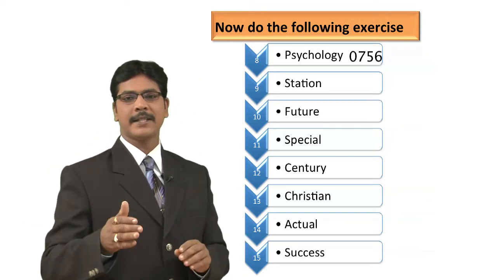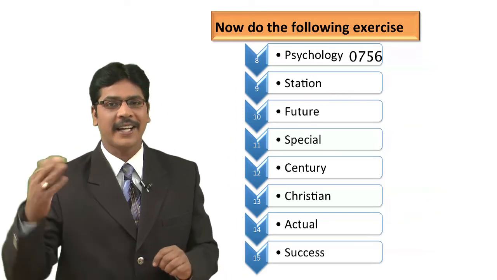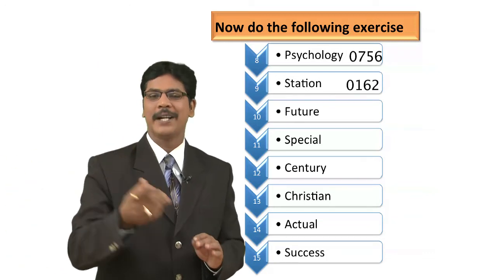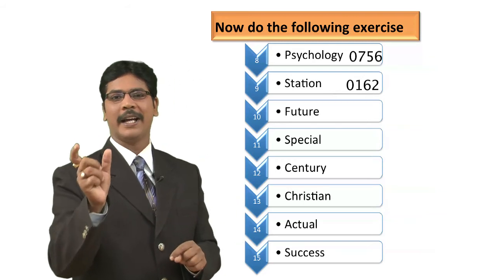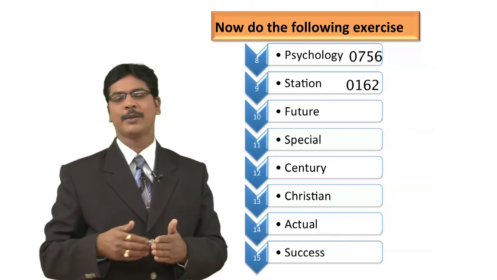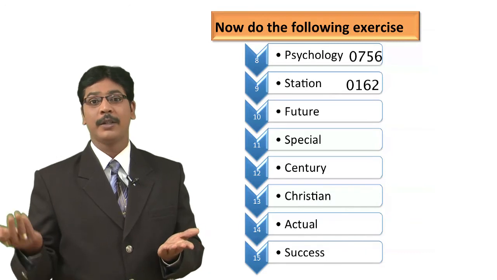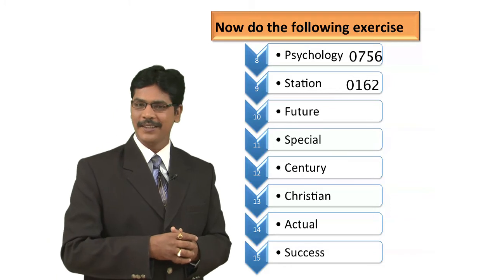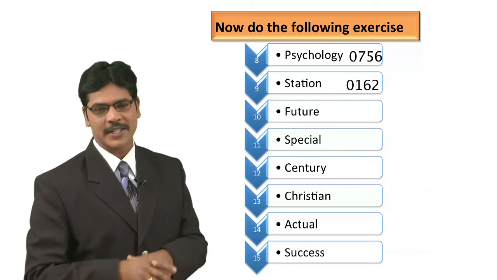Okay. The next word is station, not staton. If you wrote 0112, it's wrong. 0162. That's the answer. You got T sounding like SH. We all thought in all this exercise that T sounds like T, but T sounds also like SH, like in station. See? 0162, that's the answer for station.